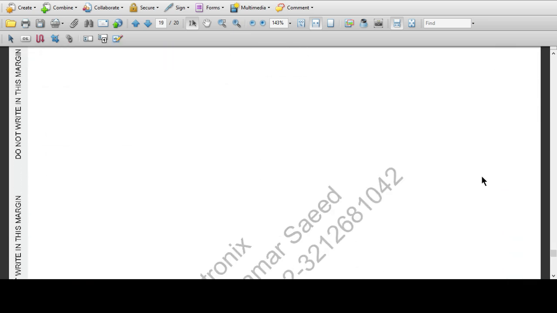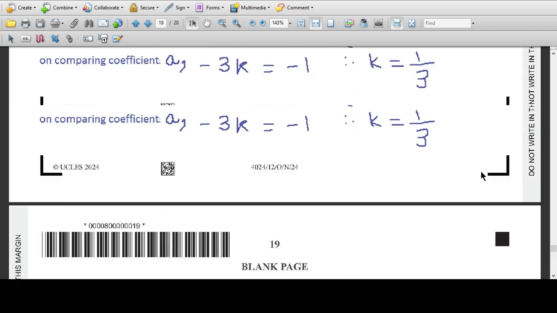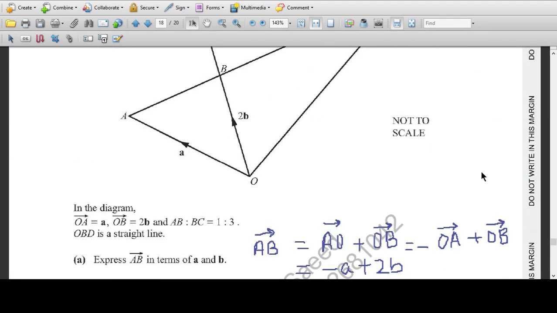So that's all from this P1 version 2 2020, November 2024 mathematics for O level.